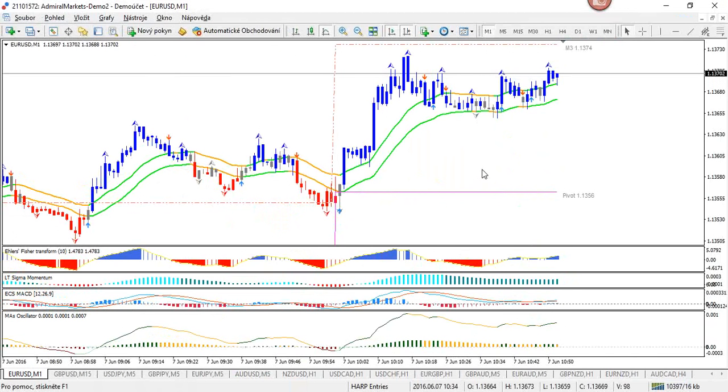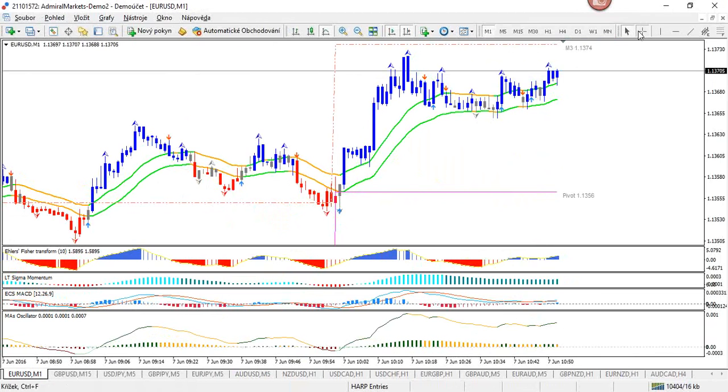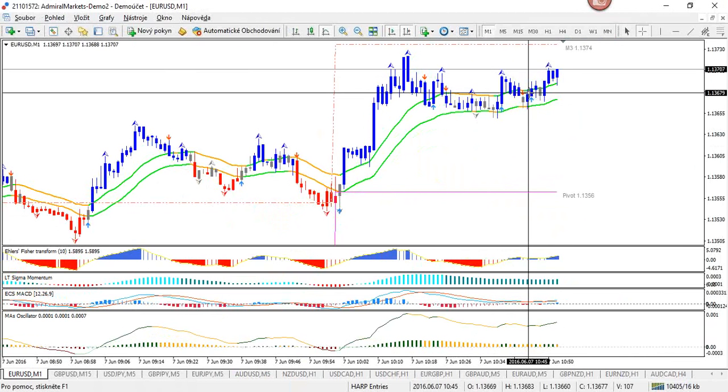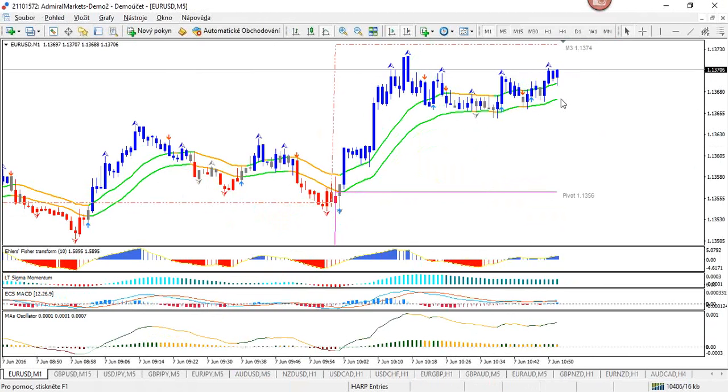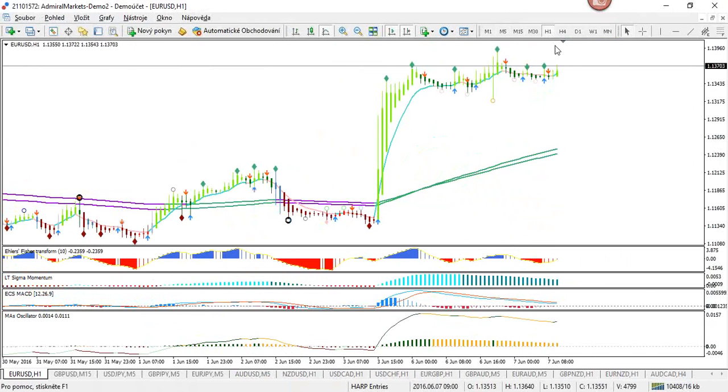All right, and then in that case, you see momentum here, I'm looking for a pullback and the first moment of continuation, which is here, with these arrows basically right here. But that's a small trade, of course. Point is that, let's see if I can find a better example, perhaps.